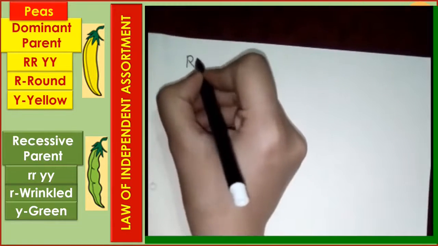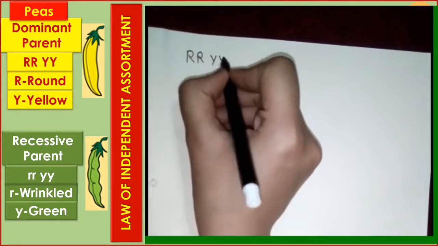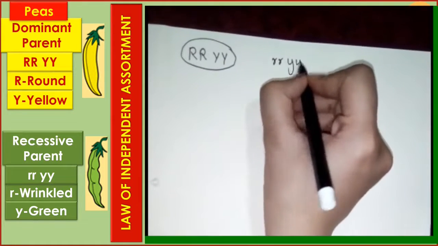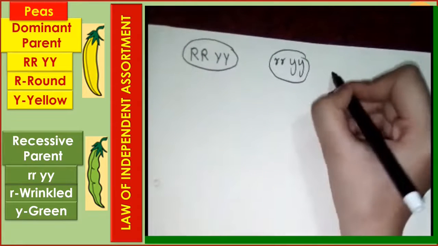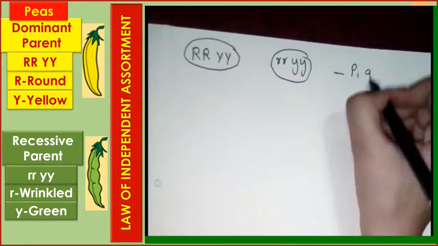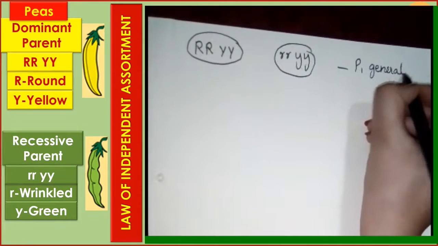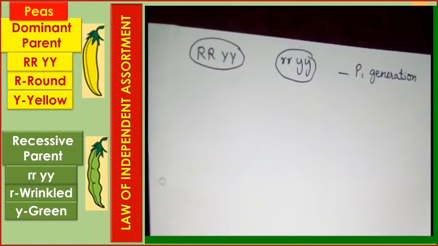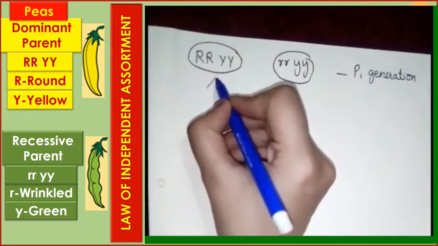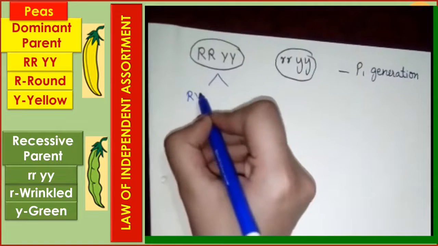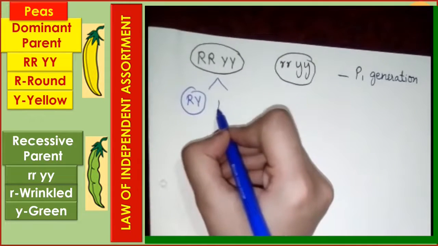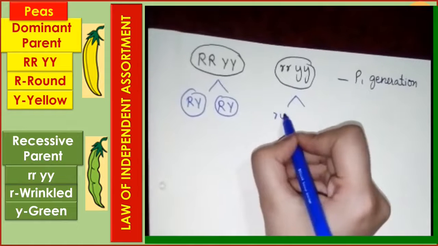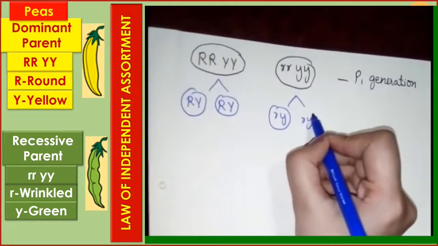Just like the law of segregation, we will study the law of independent assortment of chromosomes through this video for better understanding. The only difference is that we took only one trait, the height of a person, in the case of segregation, but here we will take two traits together, that is, seed color and shape. This is the homozygous dominant parent and this is the homozygous recessive parent, and they will make the P1 generation.